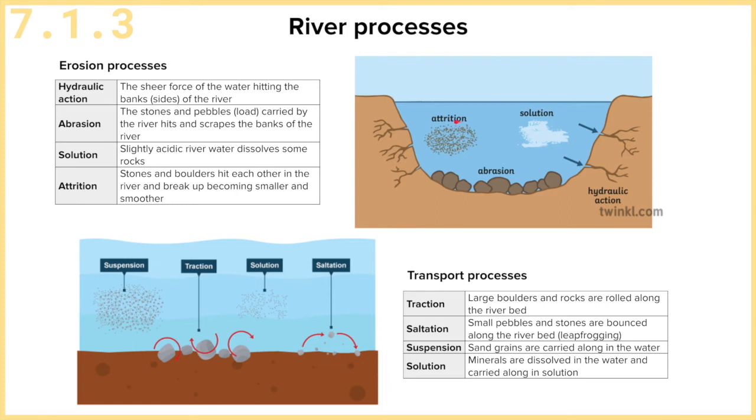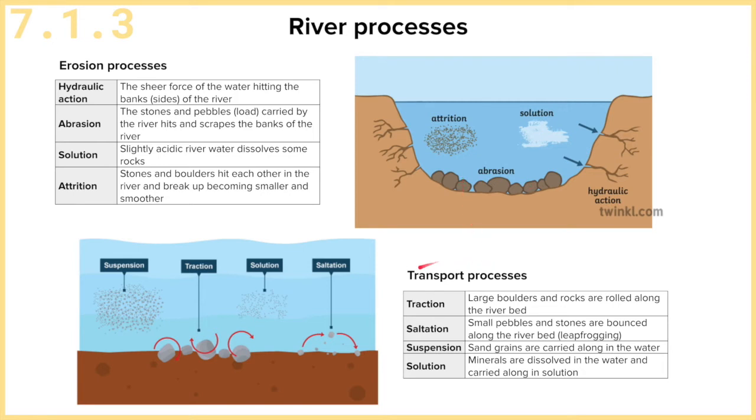And it's not really represented very well by this diagram. But attrition is when we have two stones or several stones and pebbles and they get knocked against each other. And as they knock against each other, they start to chip away at the edges and make them smaller and smoother over time. So attrition doesn't attack the river itself, it attacks the pebbles and the stones that are being carried by the river.